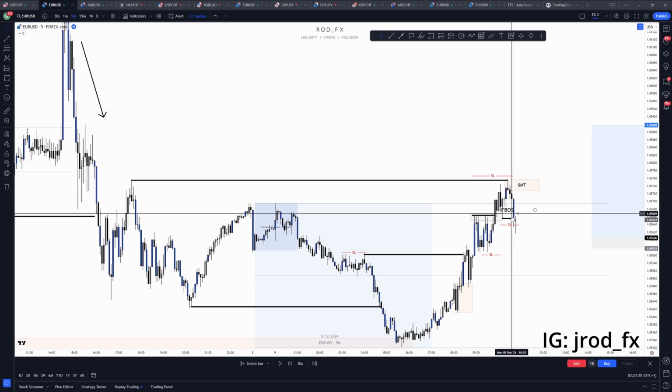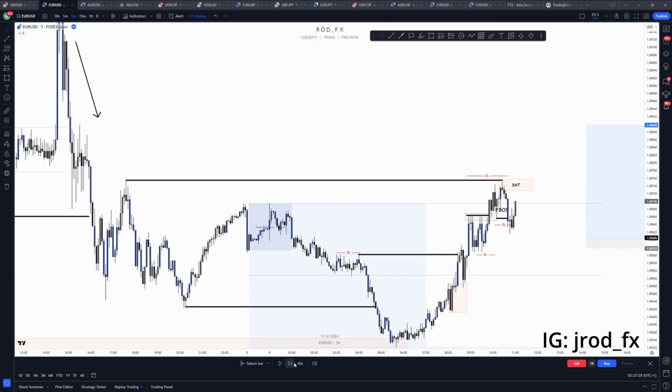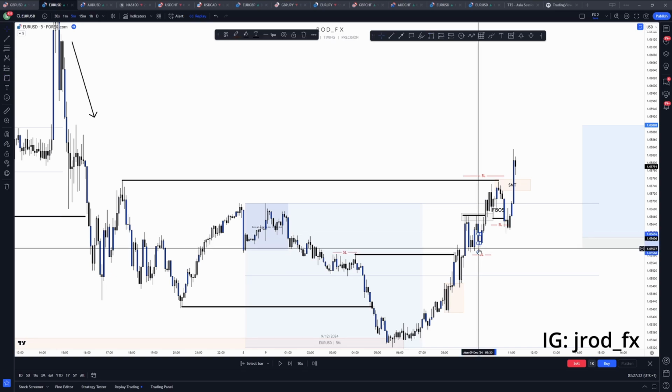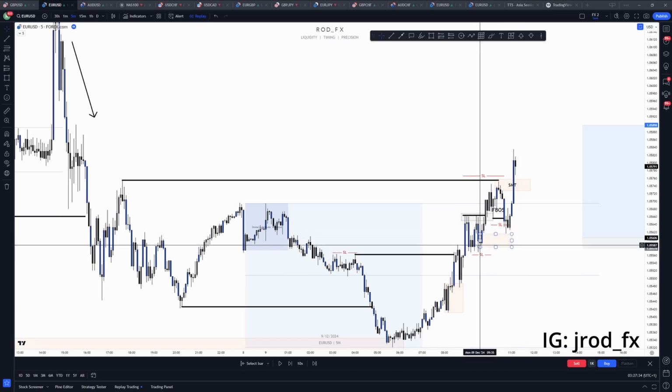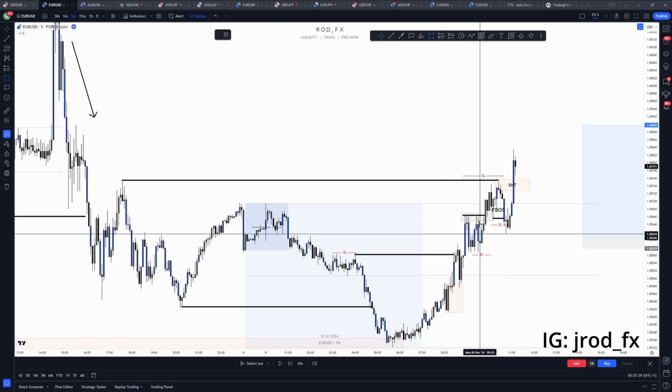Because you know that this rejection actually is enticing them to enter. Most likely you will have potentially a buy opportunity. So let's see what price does. And I think that it just came back, mitigated this imbalance POI. It hasn't, so it actually just filled the actual imbalance.